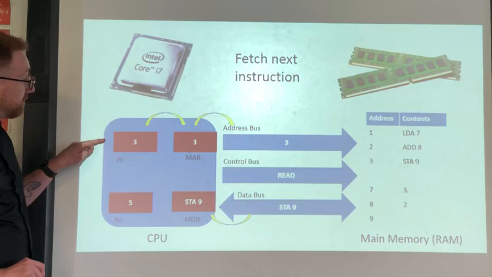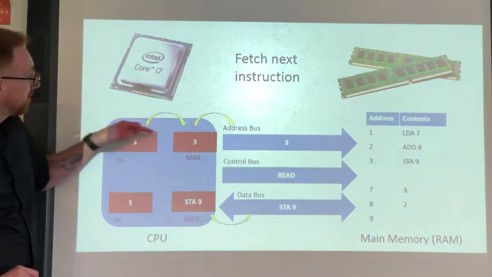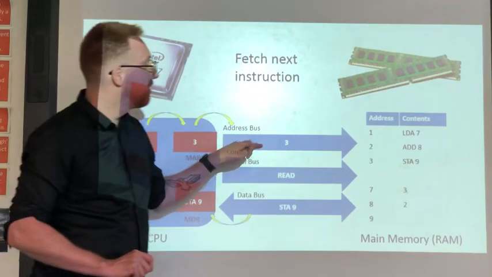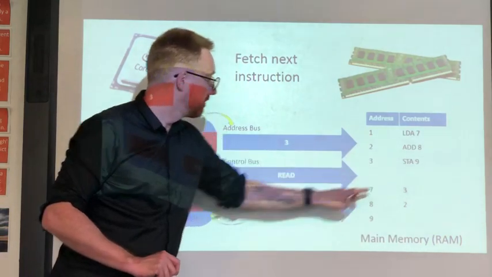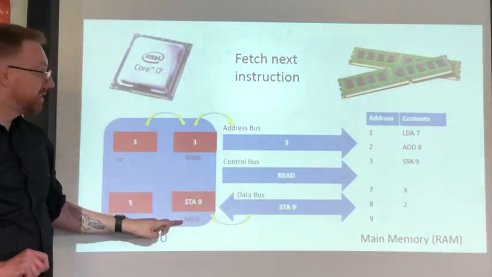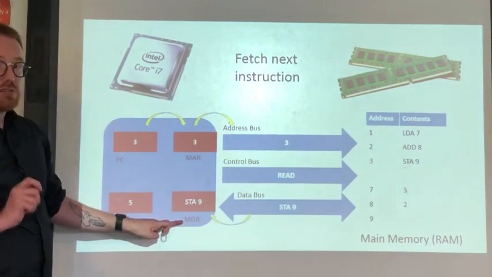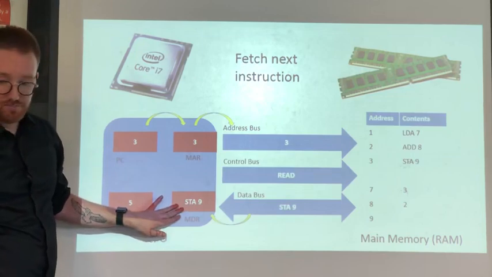Fetch the next instruction. So 3 gets copied from the program counter into the memory address register. Let's read in the instruction that's in memory address 3 into the memory data register. We're now ready to decode and execute that instruction.